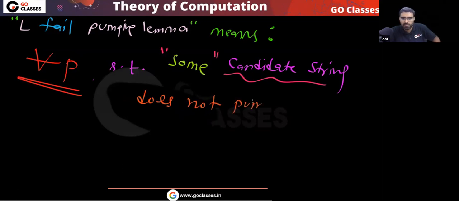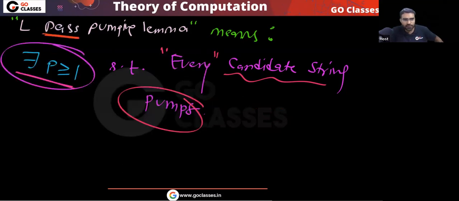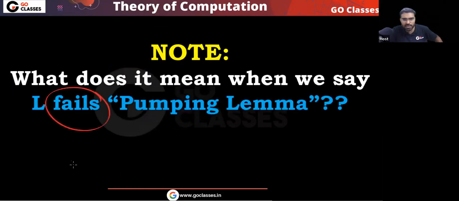Does not pump. Please understand. Again, I'm telling you, please focus here. If L is passing the pumping lemma, if L satisfies the pumping lemma, that means there is some magical number such that every candidate string will pump. Okay. So tell me, if L is failing the pumping lemma, what does that mean?